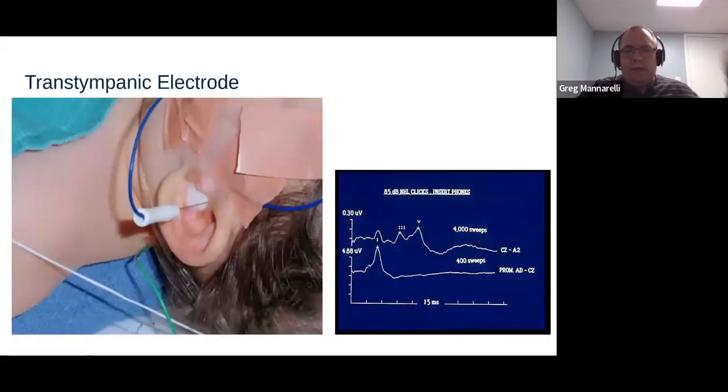You can also do this with a transtympanic electrode, which actually gives you great, beautiful, very large amplitude responses, though it's a more painful procedure.